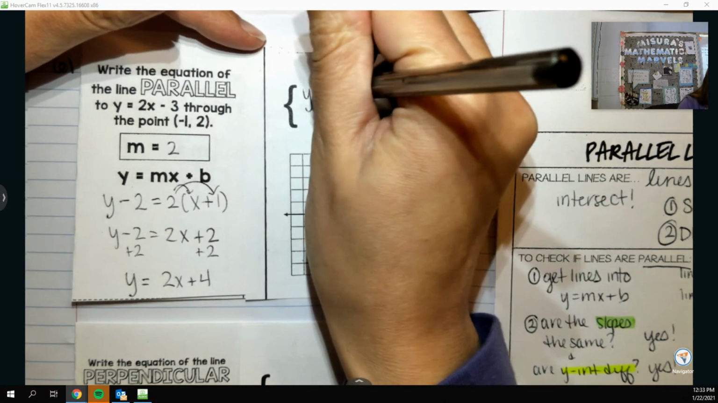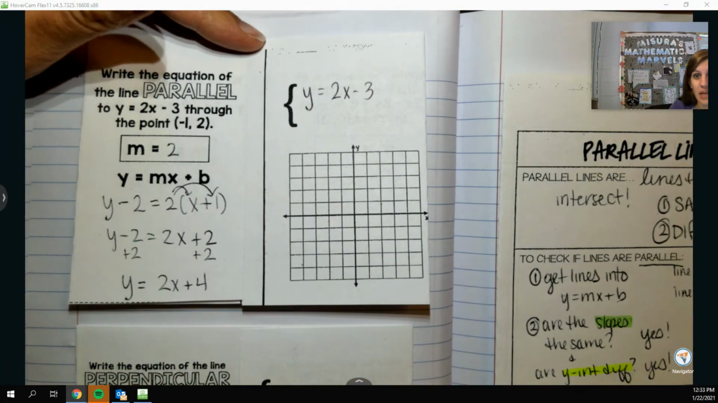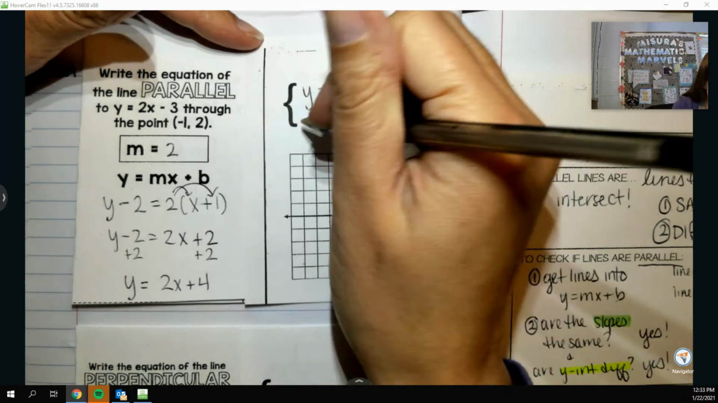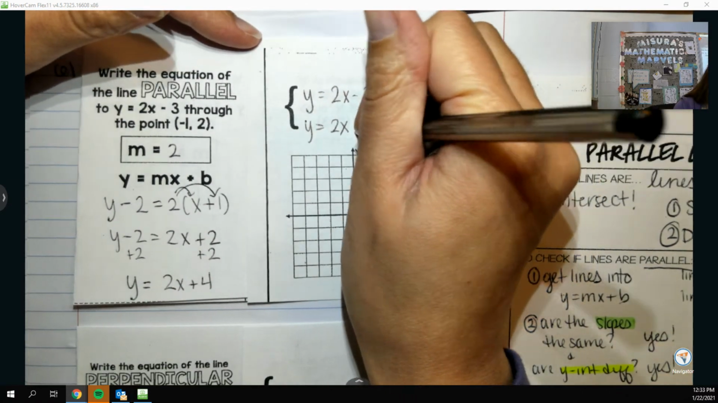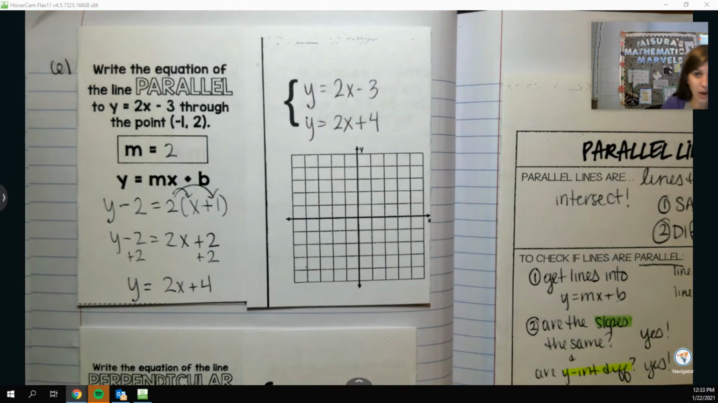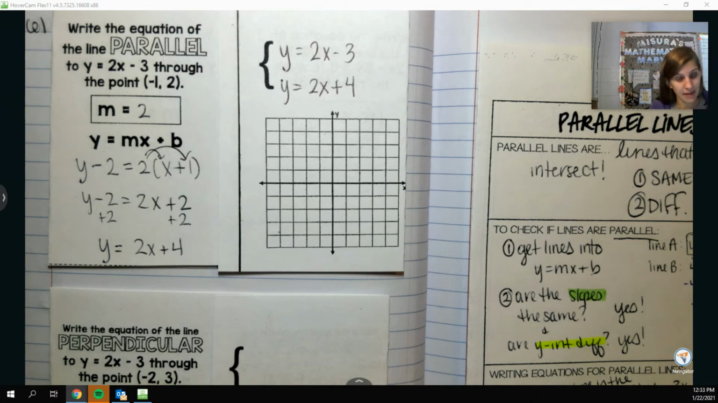So the line that they gave me was y equals 2x minus 3. The line that I found with the same slope but going through a different point is y equals 2x plus 4. And so then we can really see that they're parallel by graphing them.